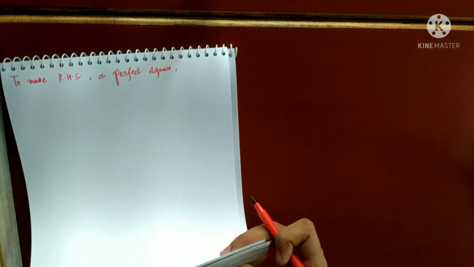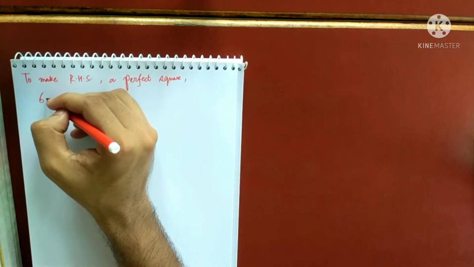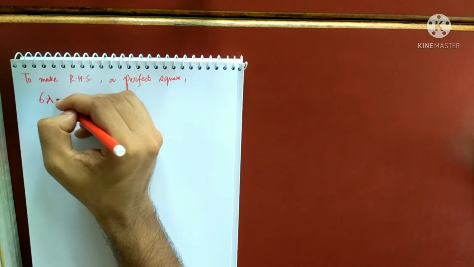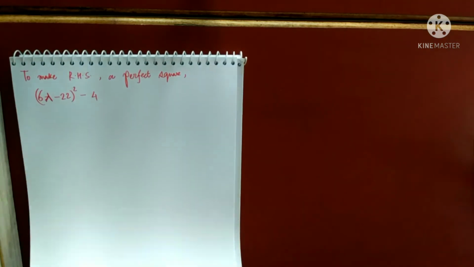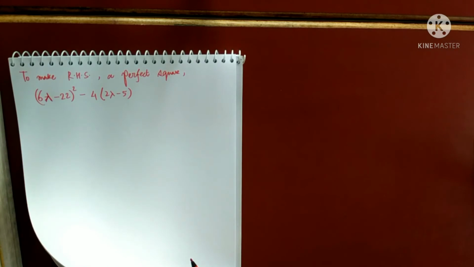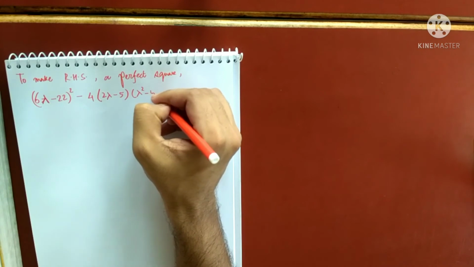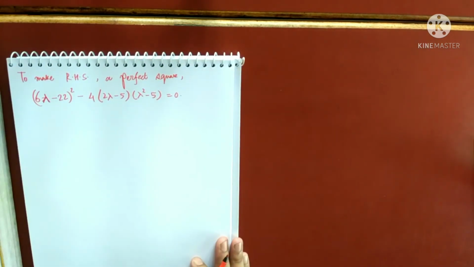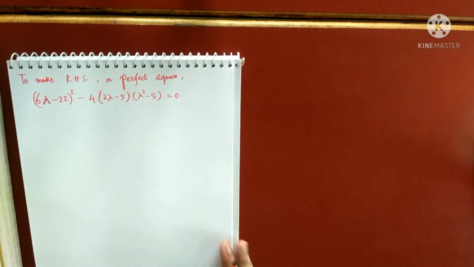So what was b? It was 6 lambda minus 22. So 6 lambda minus 22 whole square, b square minus 4ac. A is 2 lambda minus 5. C is lambda square minus 5. This must be equal to 0 to make right hand side a perfect square.